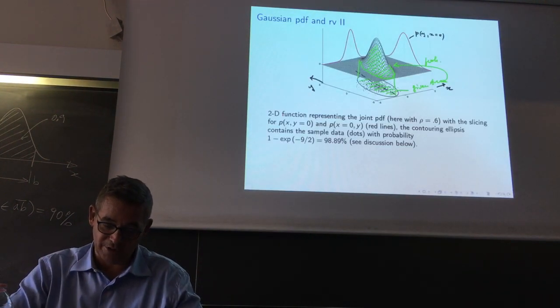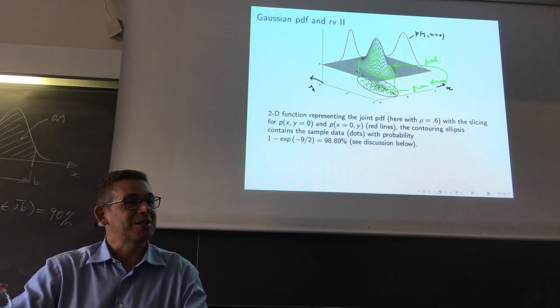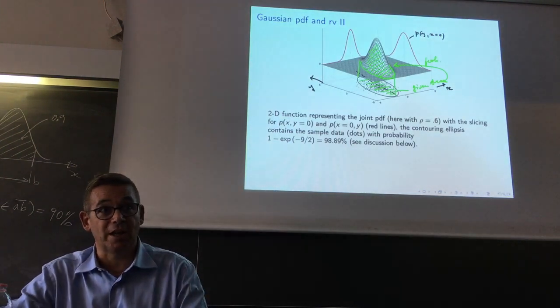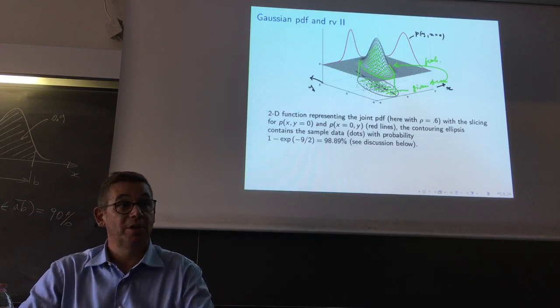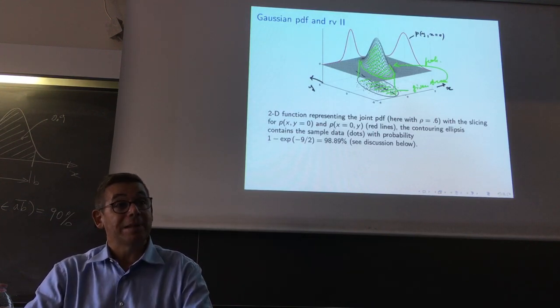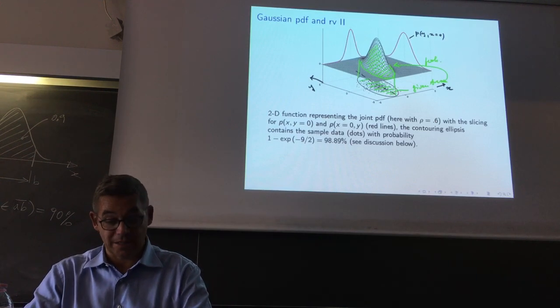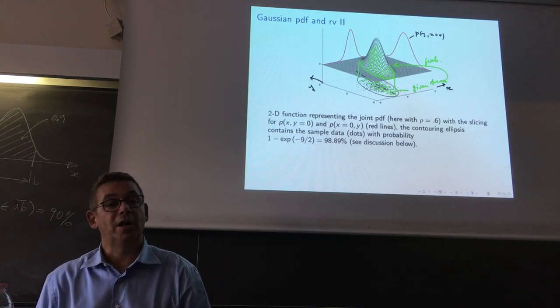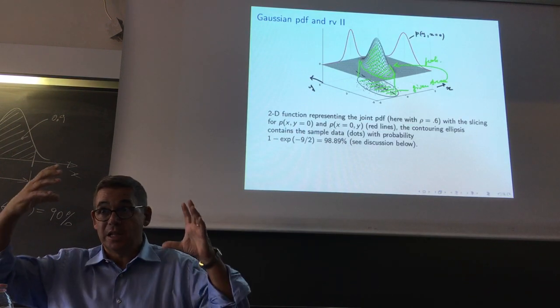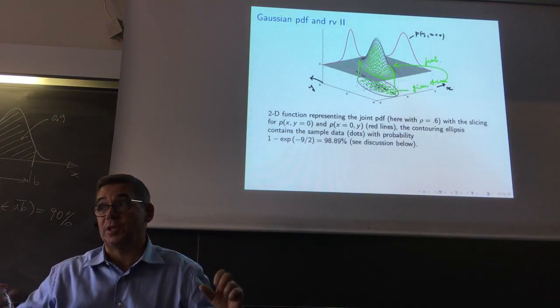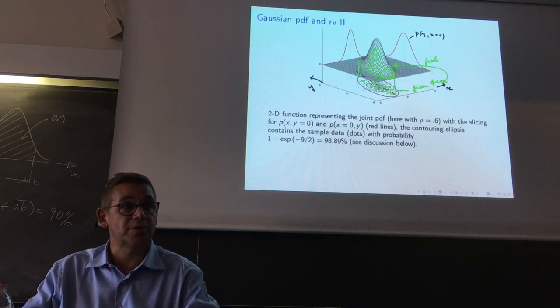Okay, no, I didn't put it. Too complicated. But there is a very easy relationship, you can see it in the book, between the probability and the corresponding error ellipse, which is the ellipse that contains all these points. There is a closed-form relationship.